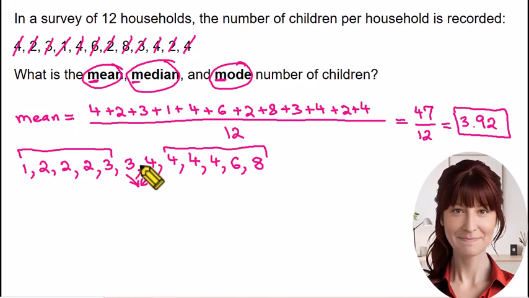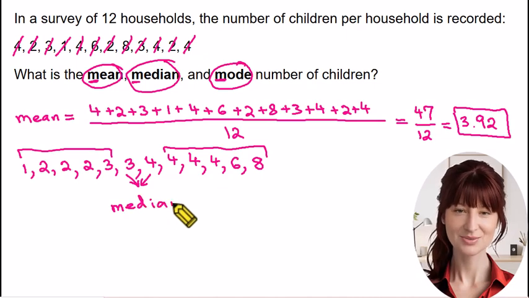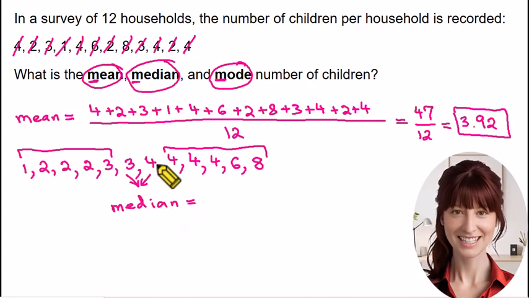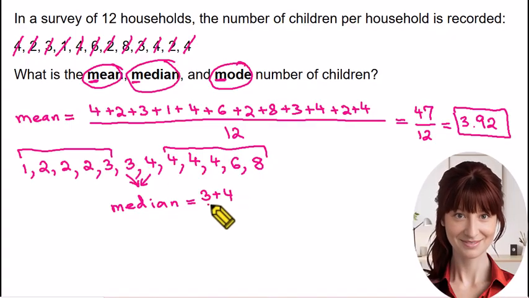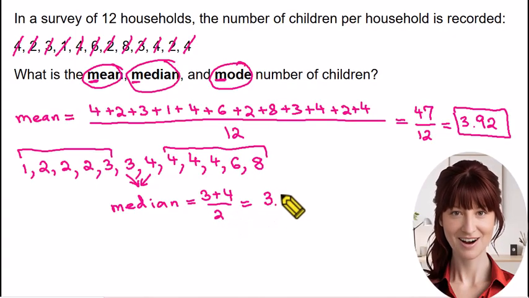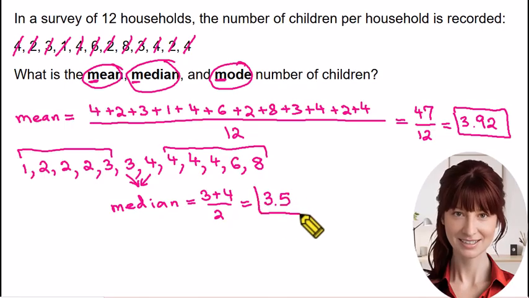So to find the median, we have to average those 2 numbers. So the average between 3 and 4 is, of course, 3.5, right? You're adding these 2 and you're dividing the number by 2. So 7 divided by 2 is 3.5, and that is the median.